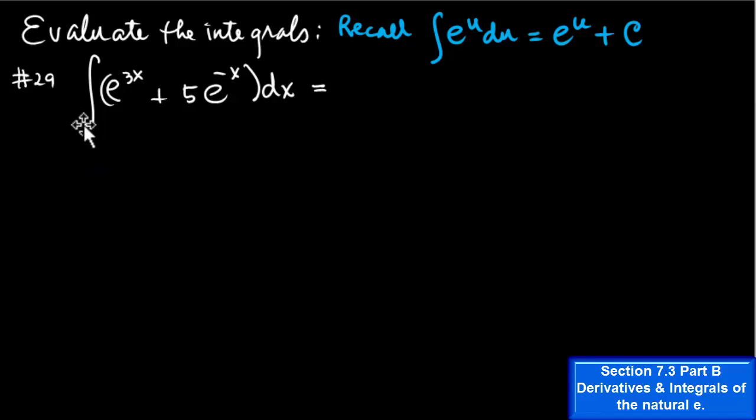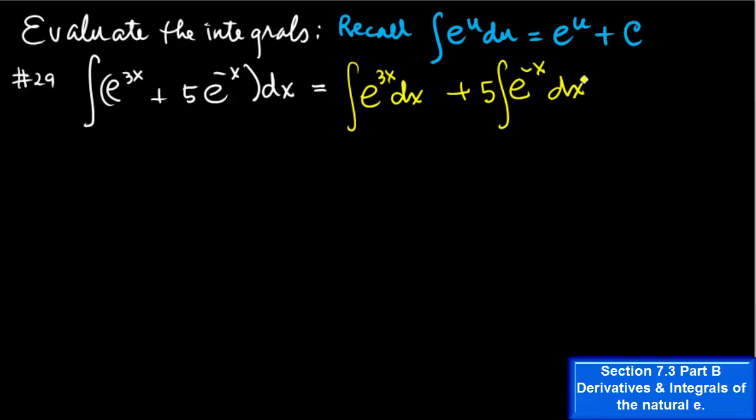So let's look at number 29. In number 29 you have a sum of two terms, different exponents of e. So really you have two expressions of e's, so I'll split this up. It's going to be the integral of e to the 3x dx, right? So it's just distributing the integral sign, plus the integral of, I'll put the 5 out here since it's just a constant, e to the minus x dx.